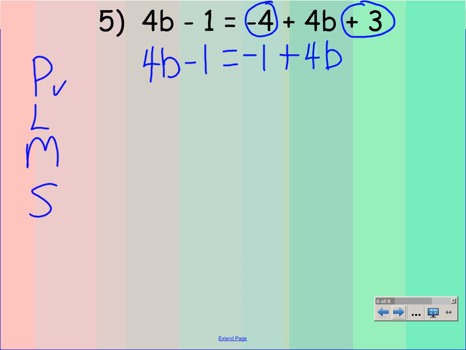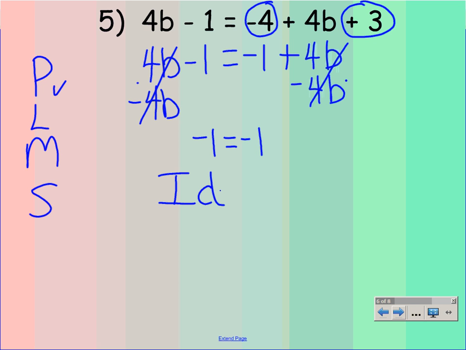I want you to take it down until you have one number on the left and one number on the right. So we know that we have variables on both sides of the equation. So we're going to subtract 4b on the right. We're going to subtract 4b on the left. Okay, those are gone. And oh, now I have negative 1 is equal to negative 1. Is that true? Is negative 1 equal to negative 1? Of course it is.